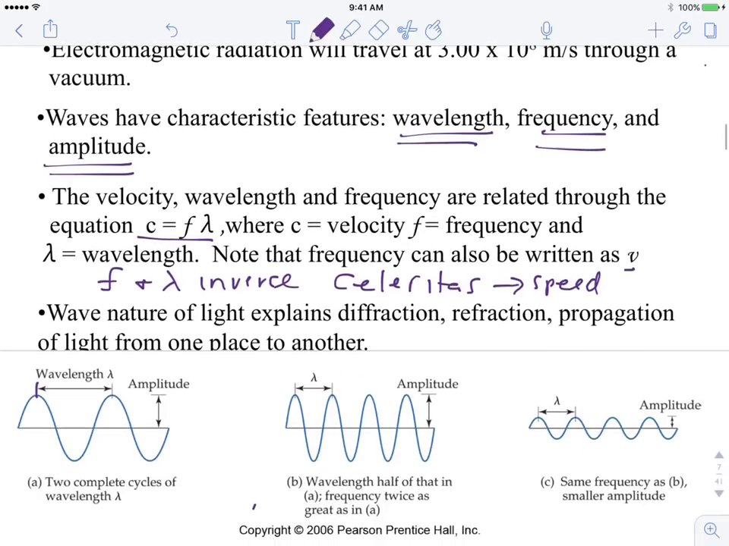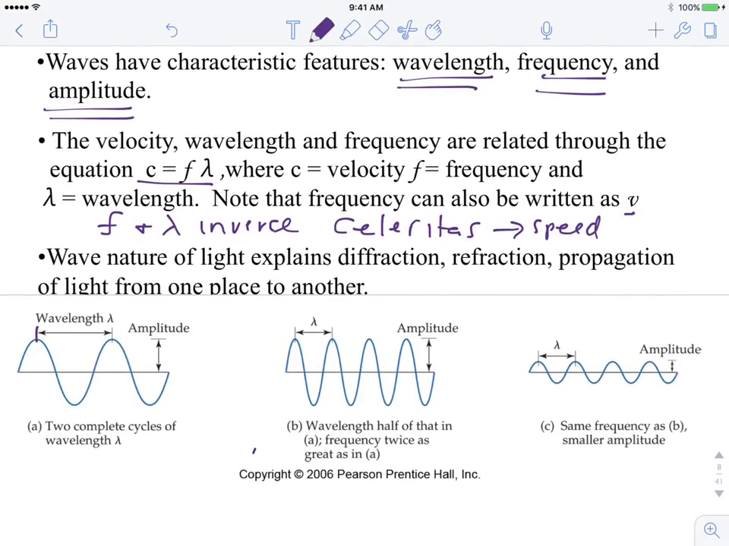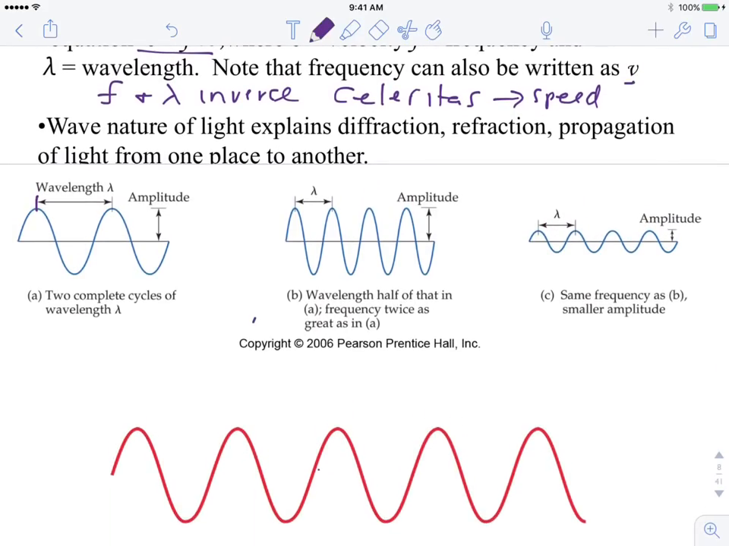So let's look at what a light wave looks like. Here I have these pictures of different light waves. On this, I show you what the wavelength looks like, and the wavelength is defined as the distance between two peaks or between two troughs. The amplitude is the height of the wave. So how tall is the wave?